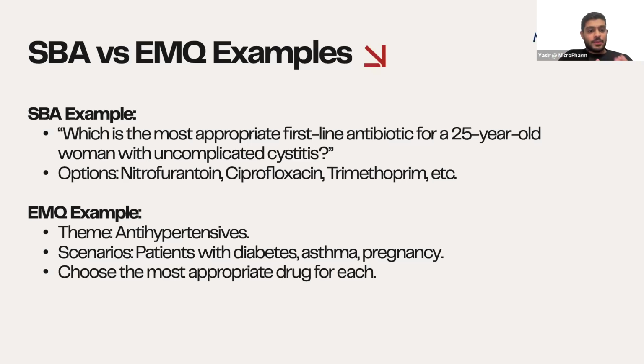So an SBA example, which is the most appropriate first-line antibiotic for a 25-year-old woman with uncomplicated cystitis? And then you've got several options: nitrofurantoin, ciprofloxacin, trimethoprim, and one is the most appropriate compared to the others. Can anyone tell me what the answer for this is? Just out of interest. Nitro. Why not trimethoprim?